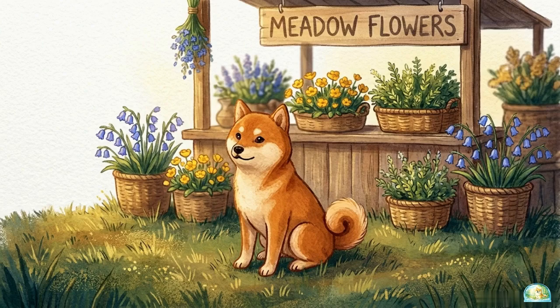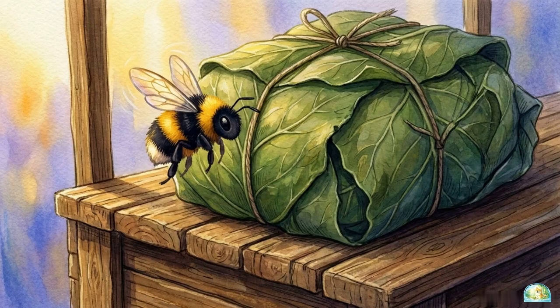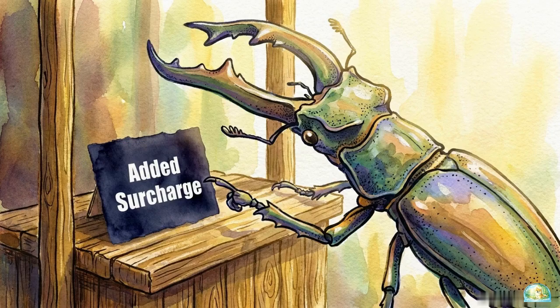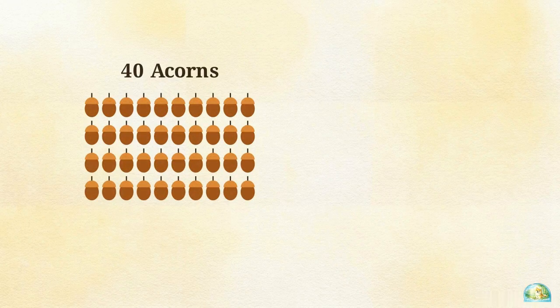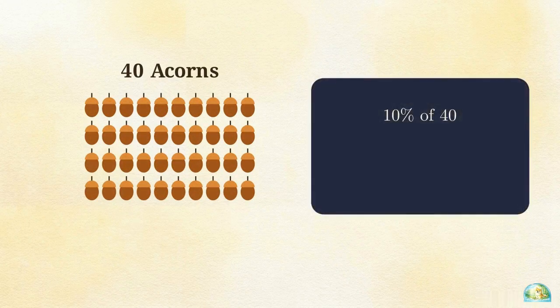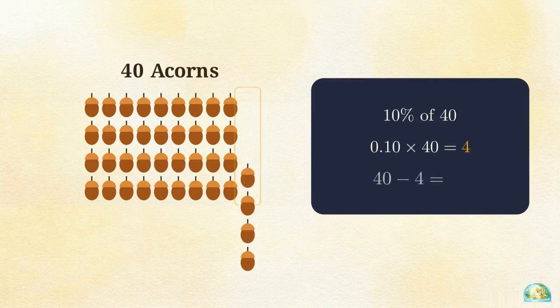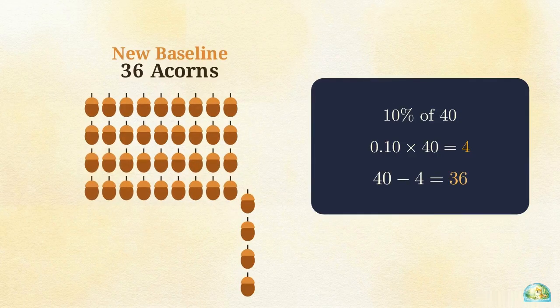Now we arrive at the final multi-step challenge. Thistle buys a 40 acorn pack at a 10% discount, but she also has to pay a 5% market fee, and that fee is applied to the discounted price. This diagram outlines the first step. We treat the discount independently. We calculate 10% of the original 40 acorns, which is 4, and we subtract it. At this point, the remaining pile of 36 acorns becomes our new baseline amount.